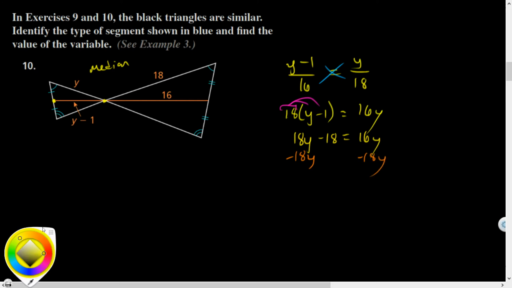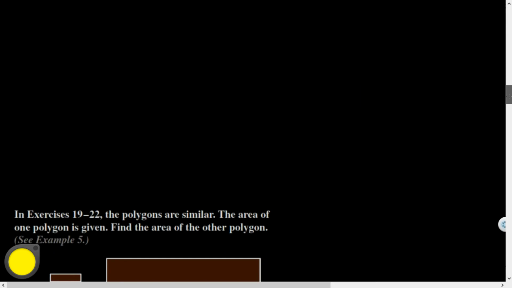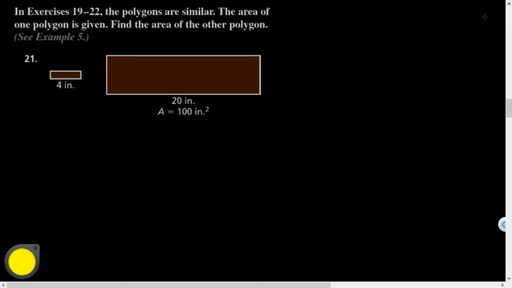You guys are seeing it. You see this a mile away. Negative 18 equals negative 2y, and then divide both sides by negative 2. Now, did they want to just find the value of y, or did they want the value of these segments? Y equals positive 9. Yeah, find the value of the variable. Done.